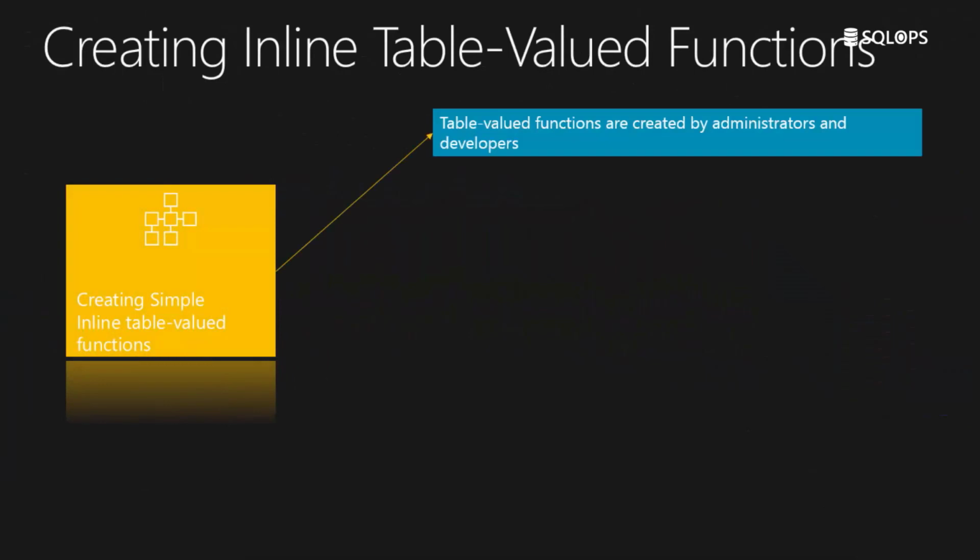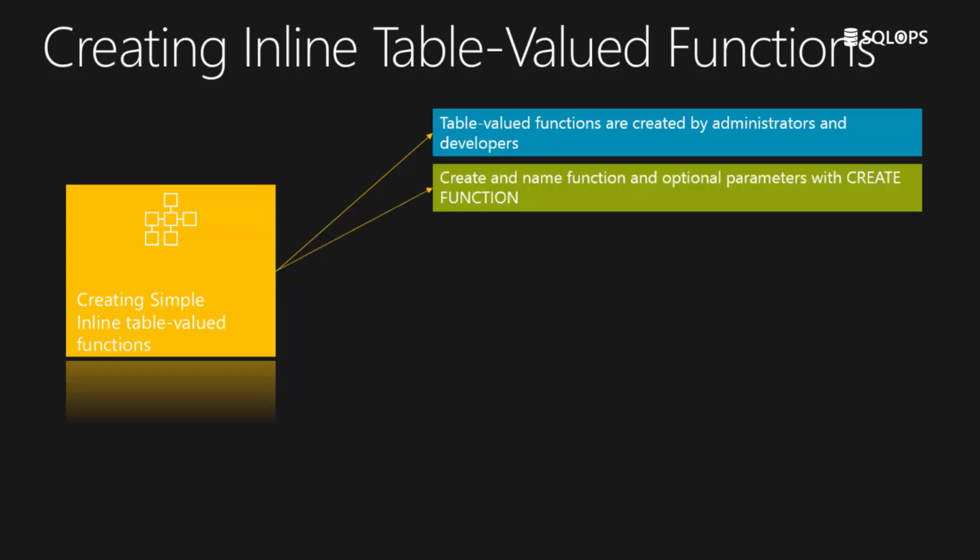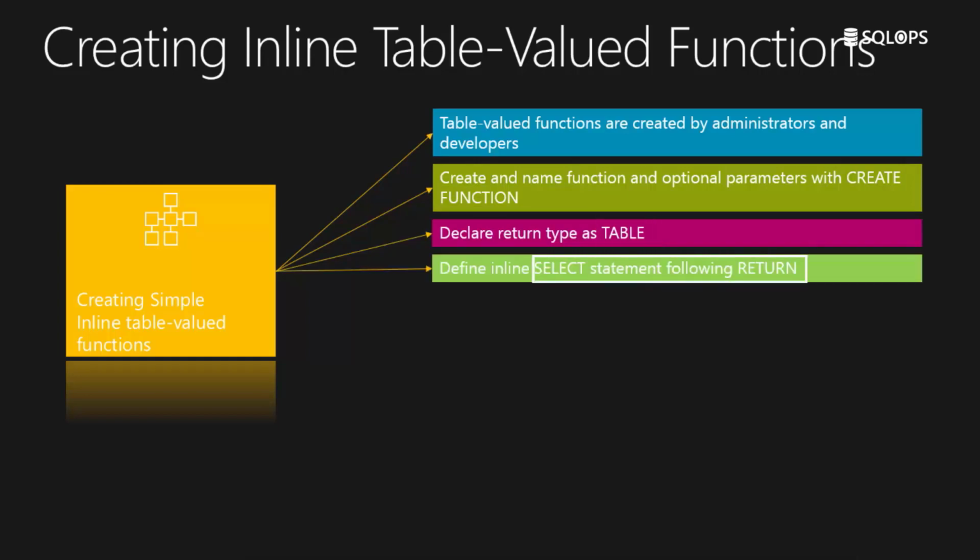In order to use inline table-valued functions in your queries, the function must be created by a database developer or administrator with appropriate permissions in the database. To store an inline table-valued function, you need to use the CREATE FUNCTION T-SQL statement to name and store a single select statement with optional parameters. You need to declare the return type as table and use RETURNS TABLE to identify this function as a table-valued function. You need to enclose the select statement inside parentheses following the RETURN keyword to make this an inline function.